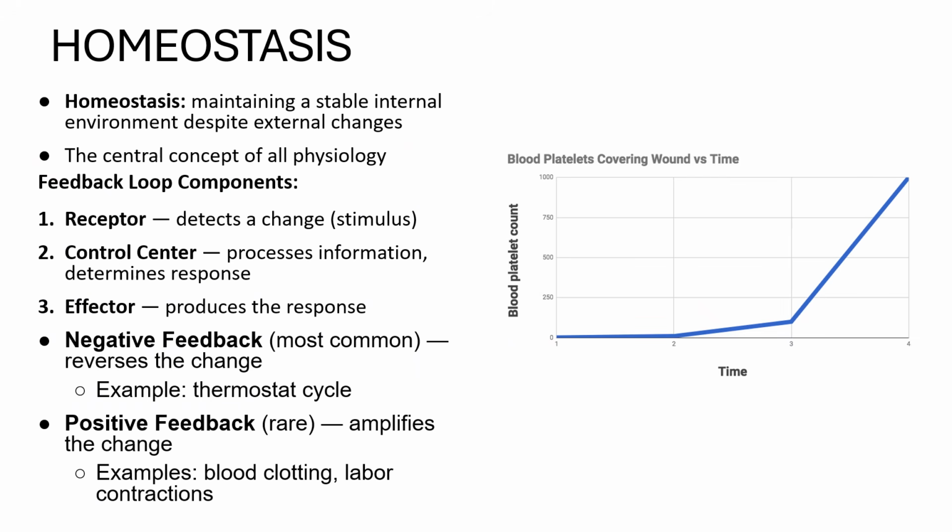Homeostasis is the most important concept in physiology, the body's ability to maintain a stable internal environment. Your body temperature stays around 98.6 degrees through the constant adjustments. Feedback loops have three components: a receptor that detects change, a control center that decides what to do, and an effector that carries out the response.